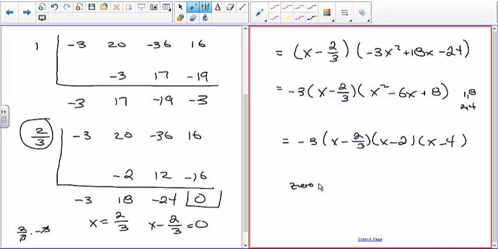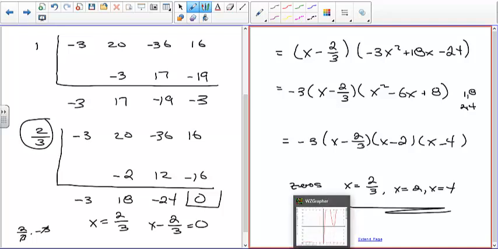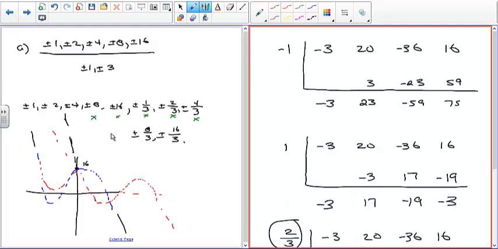The zeros are x equals 2/3, x equals 2, and x equals 4, which justifies our earlier observation that f of -1 gave us this really big number, which meant it was very unlikely it was going to come all the way up here and then back down again.